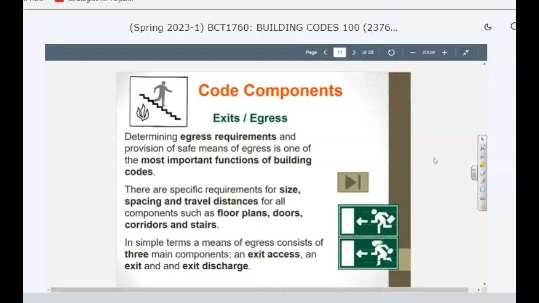So every building, every room usually has that red sign or a green sign that allows you to know where to run. And there's a measurement. Each building also has a measurement. Someone has calculated from that door how many feet it is to the outside exit door till you're out the door and free from fire. Determining egress requirements and provision for safe means of egress is one of the most important functions of building codes. There are specific requirements for size, space, and travel distances, and components such as floor plans, doors, corridors, and stairs.